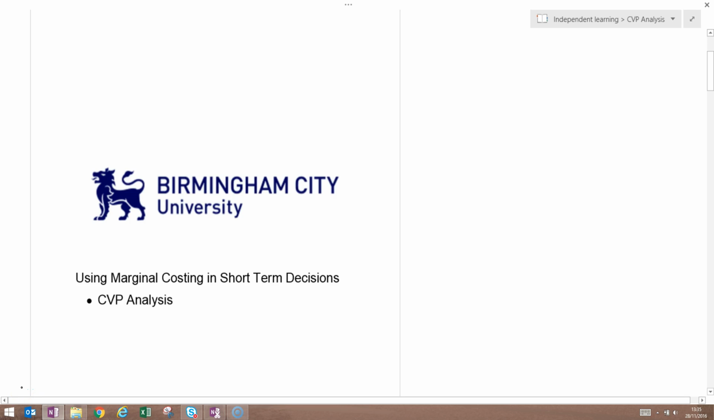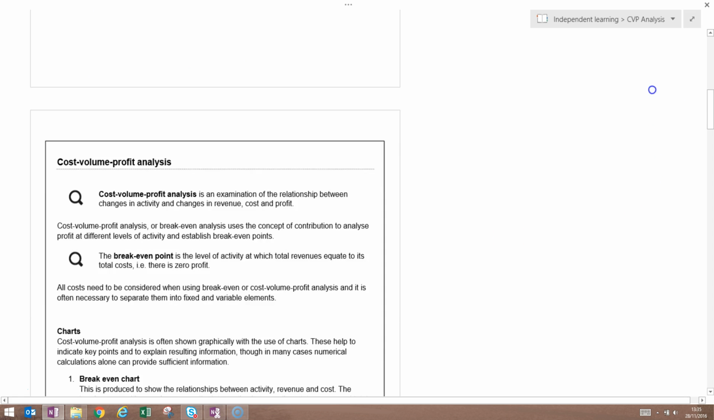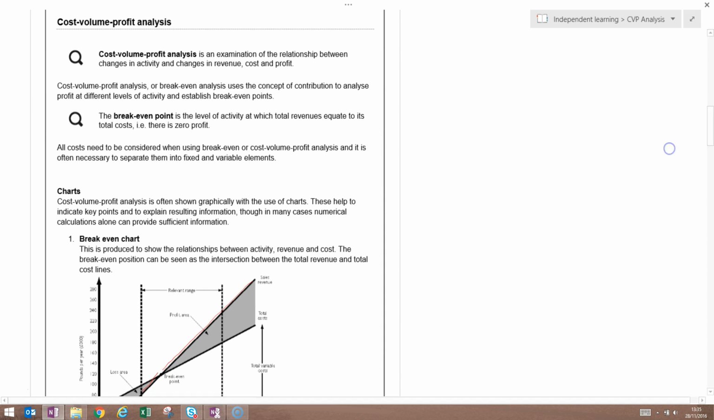Hello, this recording is about using marginal costing in short-term decisions, and the decision that we're looking at is CVP analysis, or cost volume profit analysis. What we will be looking at is how to calculate the break-even point, how to calculate margin of safety, and how to calculate how many units we would have to sell in order to achieve a particular target profit.